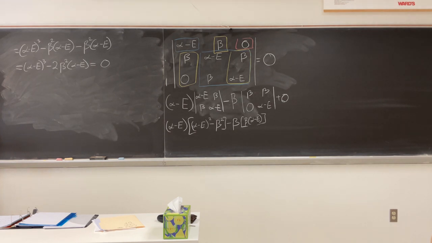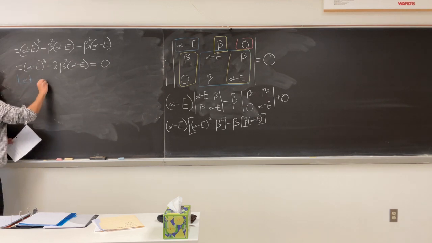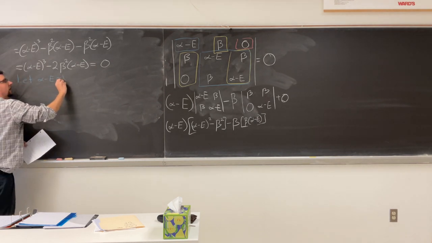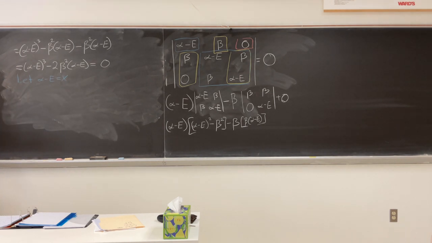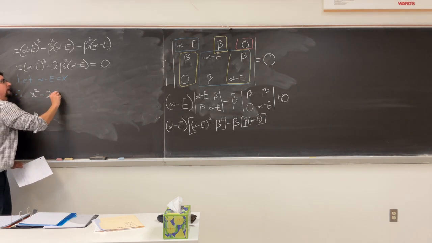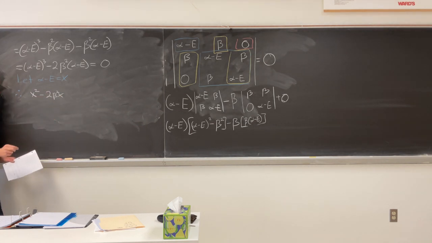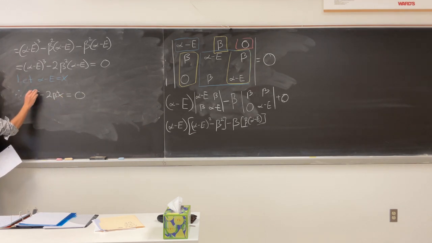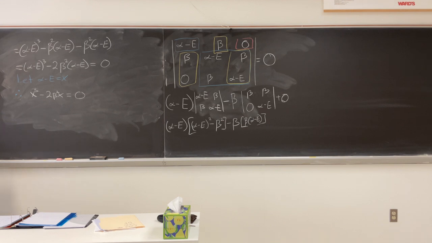Okay. What could we call x here? Let alpha minus E equal x. Therefore, you don't need to do that. If you want to keep going through it, you can keep solving it. So now this term becomes x squared minus 2 beta squared x. Catch me when I do dumb stuff.